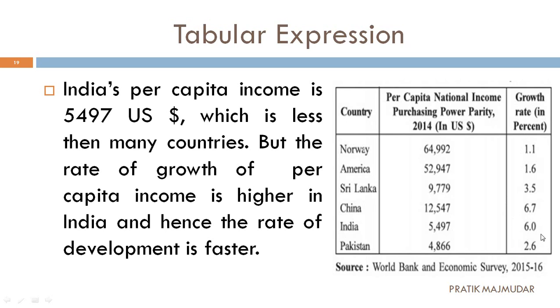So at present, if you see, we are going to get GDP of less than 3 or 3.5%. So every year it is changing. So see here, India's per capita income is 5,497 US dollars, which is less than many countries. China, Sri Lanka, America, all these countries have higher income than us. So the per capita income is lower in India, and hence the rate of development is faster. So we can say that our development is going on. Same way the growth rate is 6%, so growth is going on. So our economy is a developing economy.